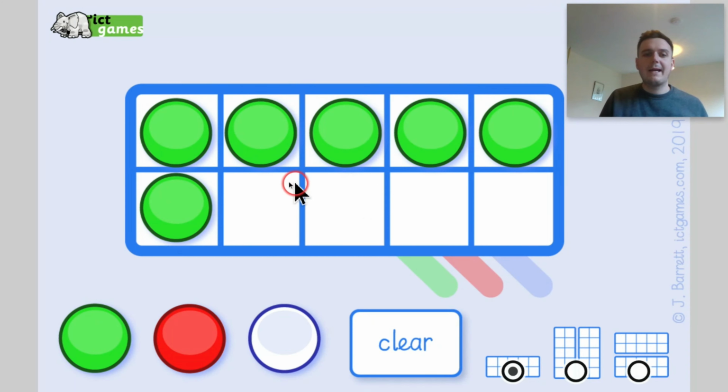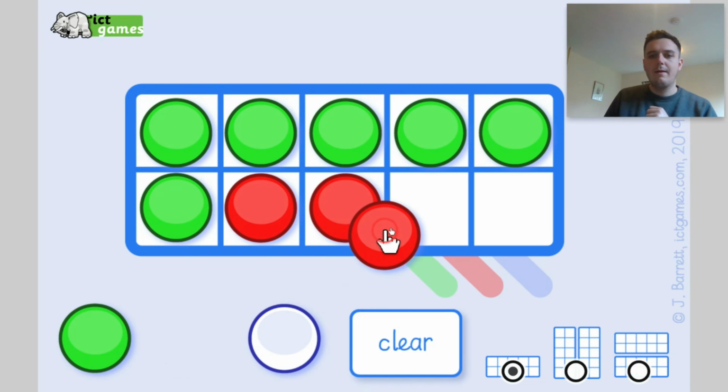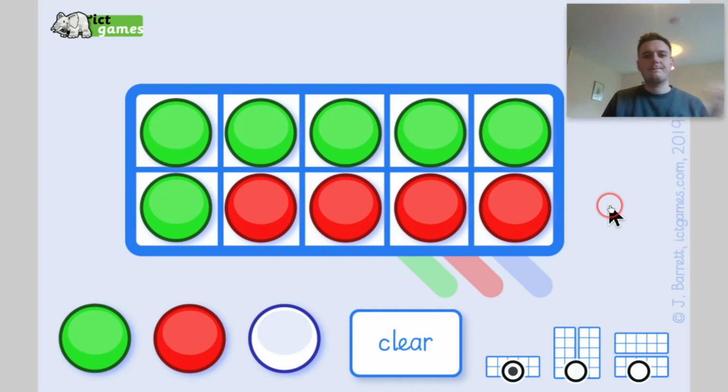Or we can use our tens frame to help us. So we can see here that we've got 6, and we know there's 10 spaces altogether, and there's 4 left. Let's put the red tokens in. 1, 2, 3, 4. There we go. 1, 2, 3, 4, 5, 6 green tokens and 1, 2, 3, 4 red tokens. 6 plus 4 makes 10. This is a great way for you to practice your number bonds to 10. So if you keep practicing this, you'll know that 6 plus 4 makes 10.